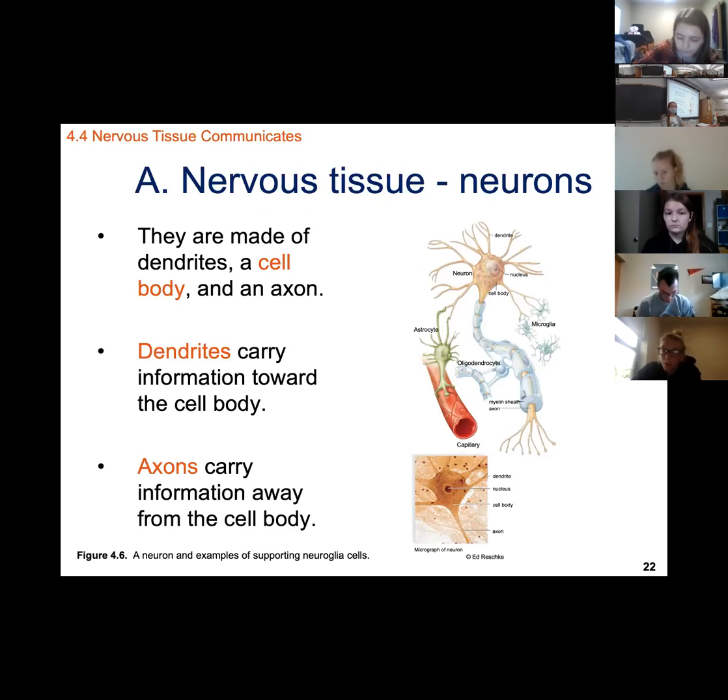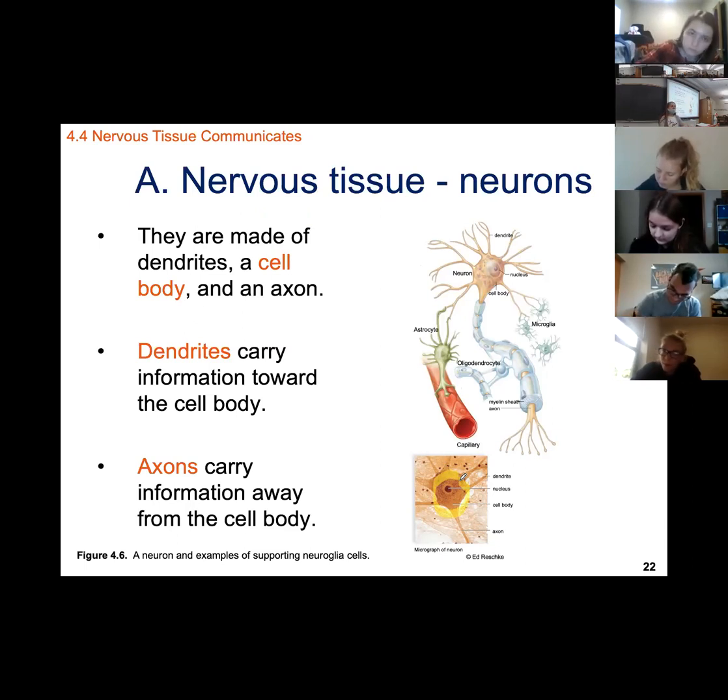So the nervous tissue is made of neurons. When I think of a neuron, I think of something that kind of looks like a tree because it's branch-like, but it also kind of looks like Mike Wazowski from Monsters, Inc. You guys kind of see that? It kind of looks like Mike Wazowski, but with hair down here.